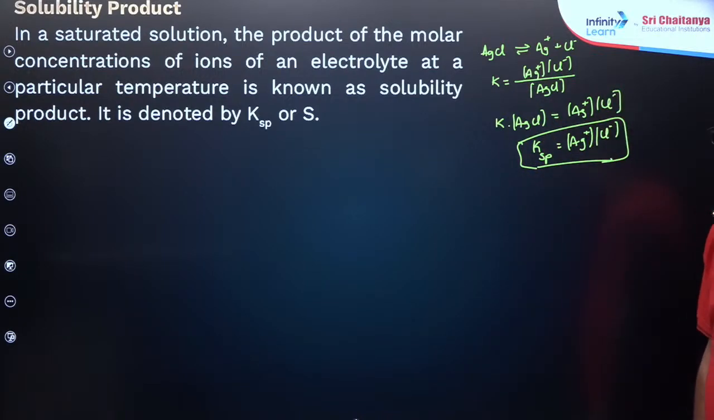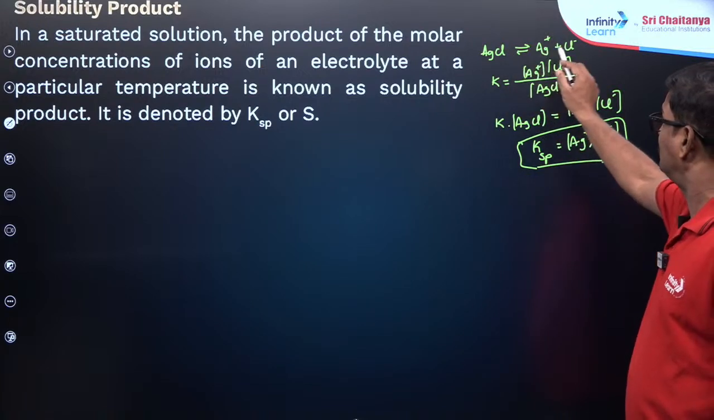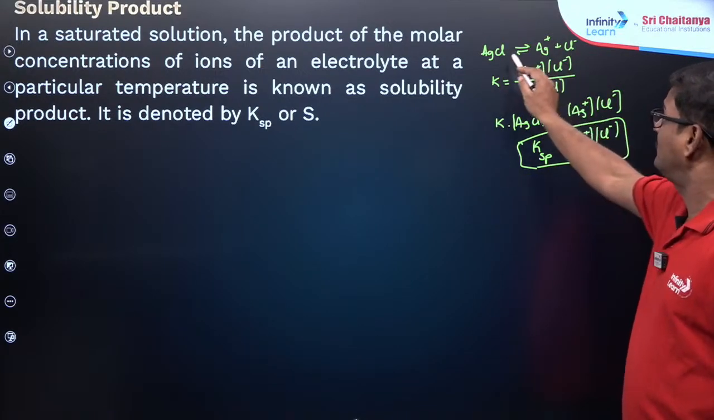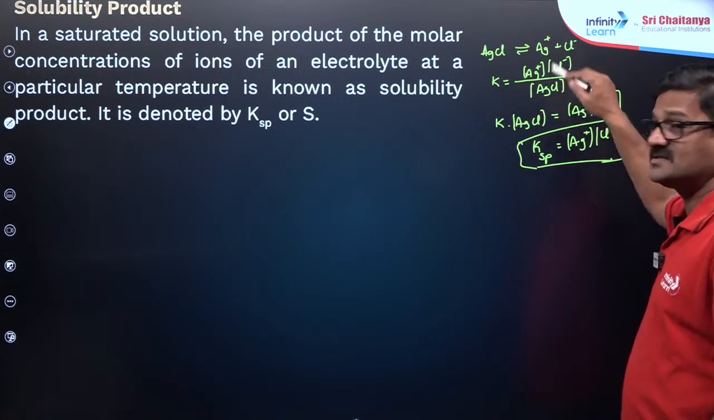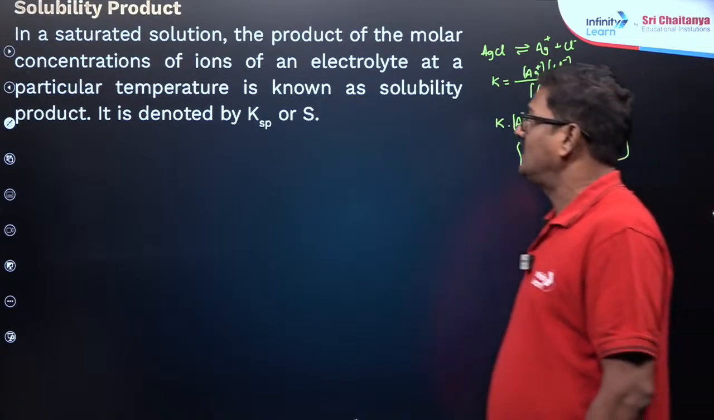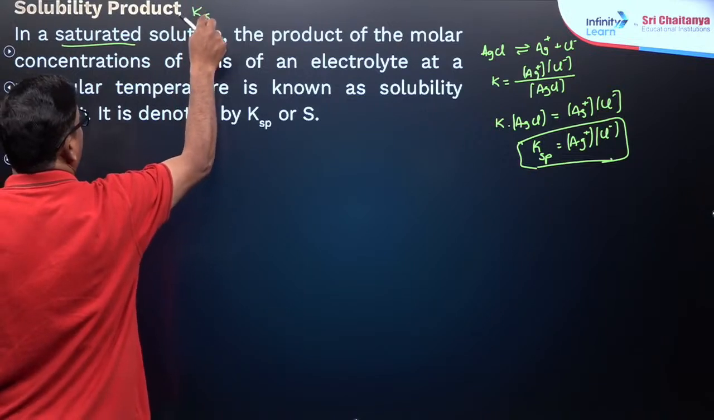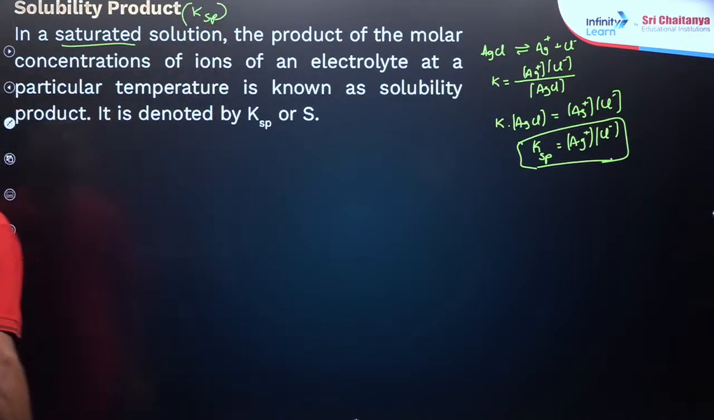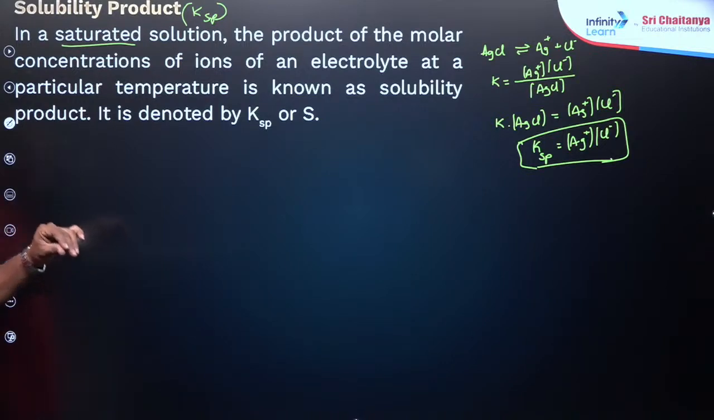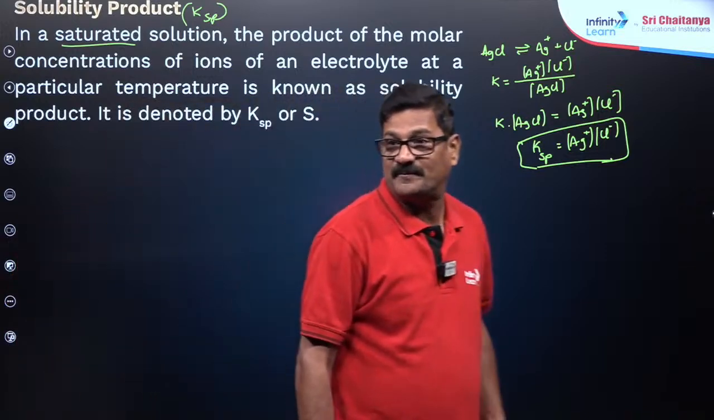Saturated solution का मतलब कि जब इक्विलिब्रियम फॉर्म होता है, ये कंडीशन सैचुरेशन बोलना है. ओके, आर यू गेटिंग और नॉट? सो हियर इट इज इन ए सैचुरेटेड सॉल्यूशन, ताकि ये Ksp वैलिड है. So the product of the molar concentration of ions of an electrolyte at a particular temperature is known as solubility product. It is known as Ksp.